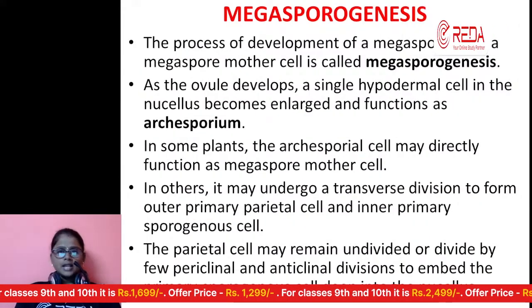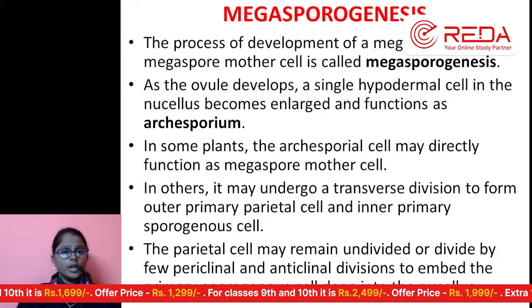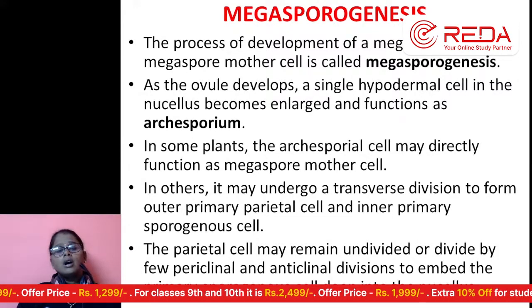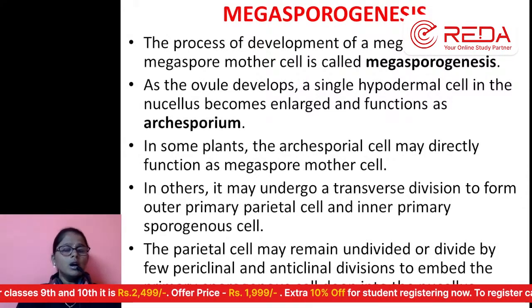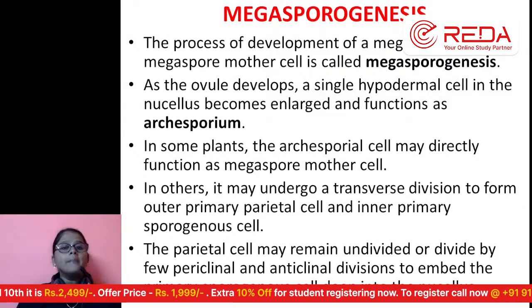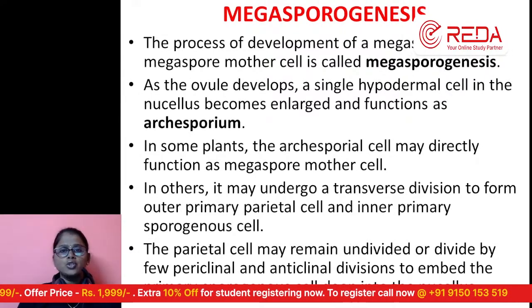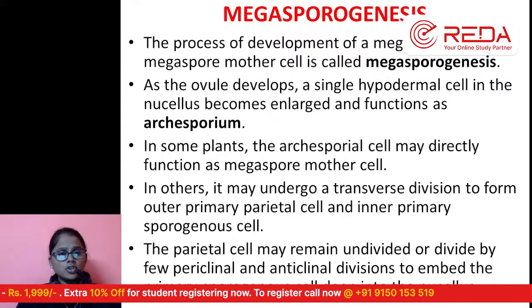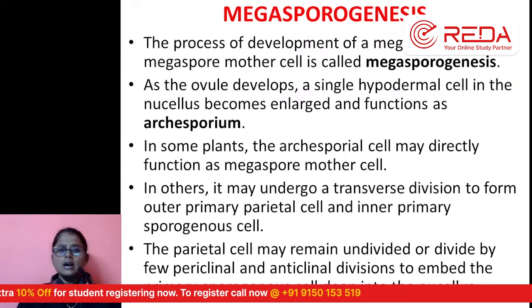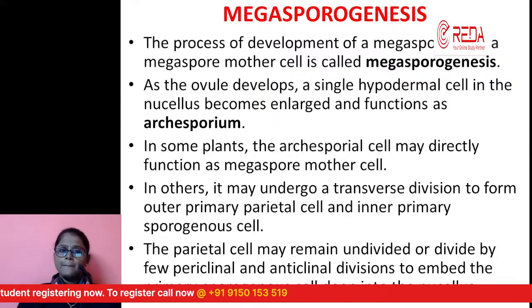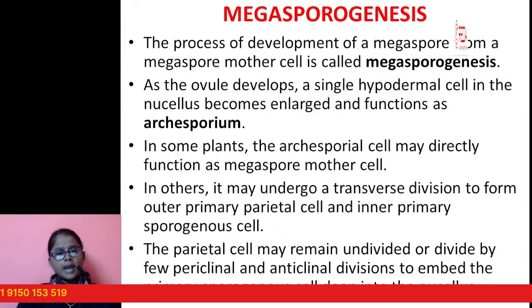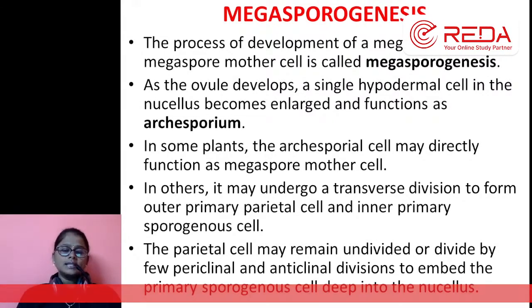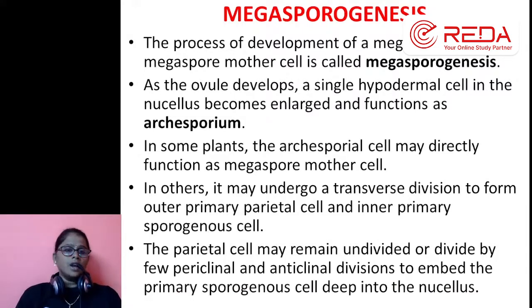So after seeing the structure of the ovule, now we are getting into how the female gametophytes are going to be produced. As I told you earlier, micro means male, mega means female. So megasporogenesis refers to the formation of the megaspore, that is the megaspore mother cell, MMC. There also you would have studied the microspore mother cell. So that formation of this megaspore mother cell is called megasporogenesis, and we are going to see how that is going to form.